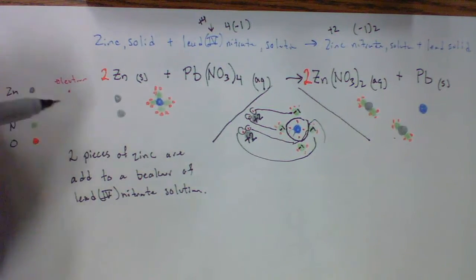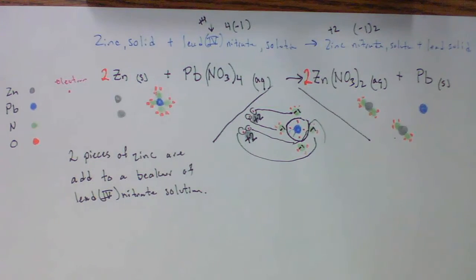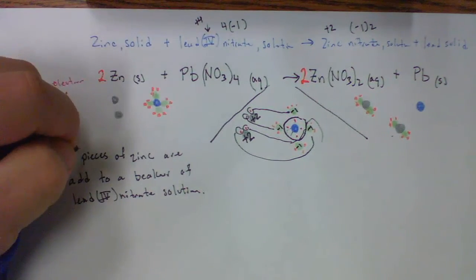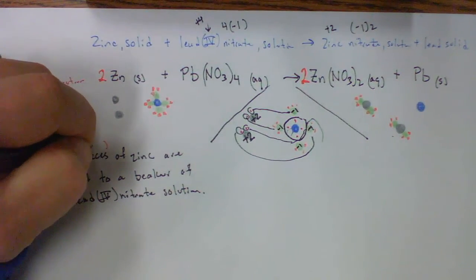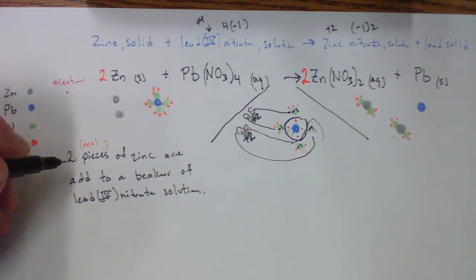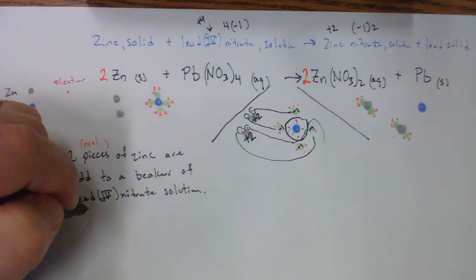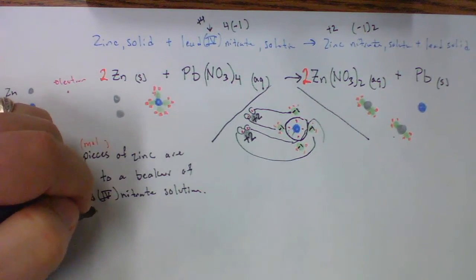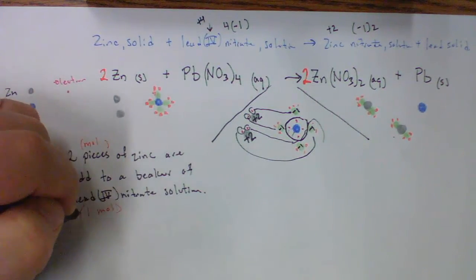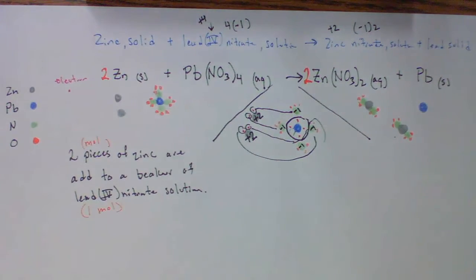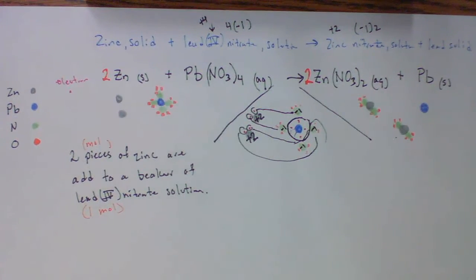And when we talk about this in terms of pieces, we might talk about this as in like things. So this would be the equivalent of having, like, say 2 moles. And this is to a mole, like a 1 mole amount of lead nitrate solution. So 2 of those to 1 of those.